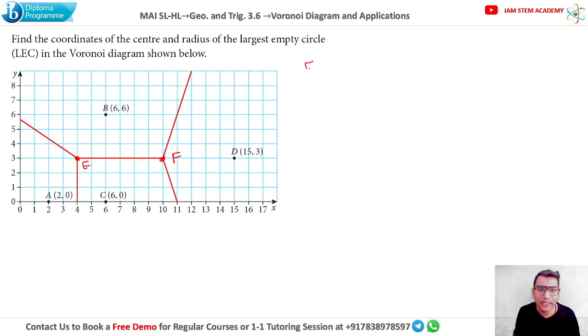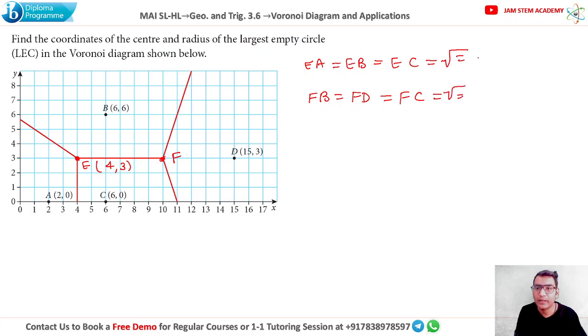So you can calculate EA or EB or EC, all are the same. You can use the distance formula, right? What are the coordinates of E? It is 4, comma 3 for E. And similarly for F, you can find FB, FD or FC. All are the same. Okay, so let's use EC and FC. If you use EC and FC with the distance formula, you can try it.